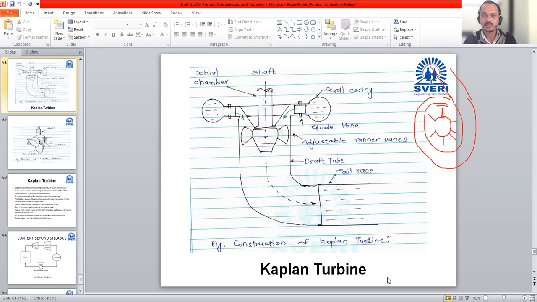What I want to show, because many times what happens, students get confused. What is that scroll casing? Because it is the cut section. Now here in the diagram, it is the cut section. When this diagram is cut in between or from middle, and if I remove the part, then what I will observe here is shown in scroll casing. Okay, get it?